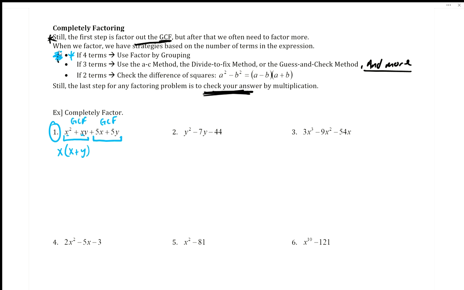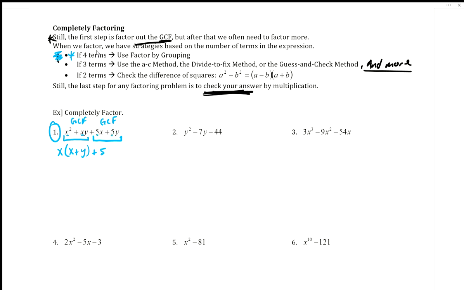And you can even check as you go. I'm going to erase this right here and here. But you can see x times x would be x squared. x times y would be xy. So we can see those and double check as we go. And then the second 2 terms, we can see there's a 5 in common. So we'll take that out.